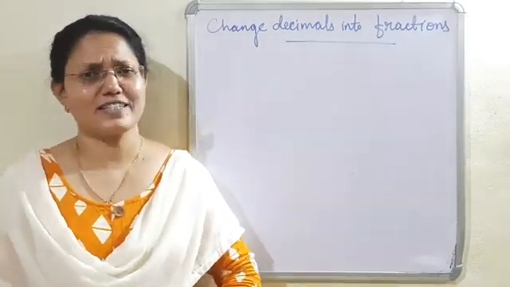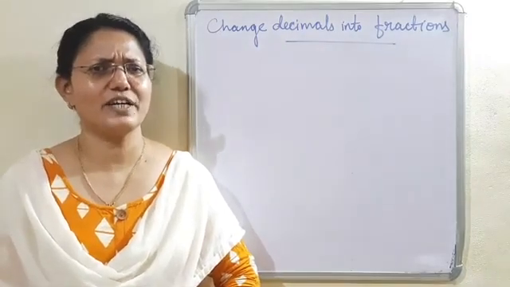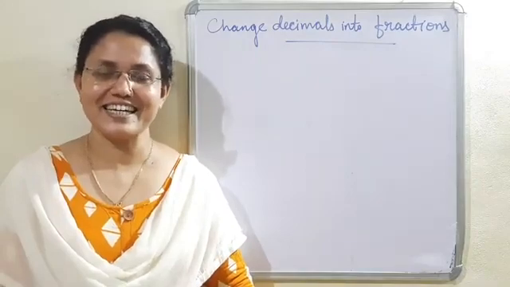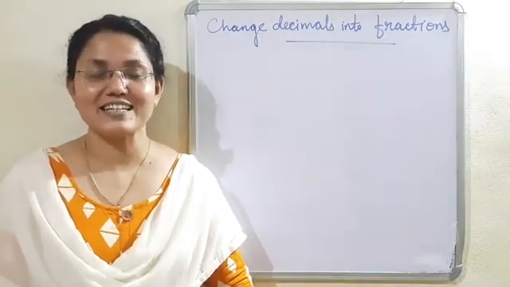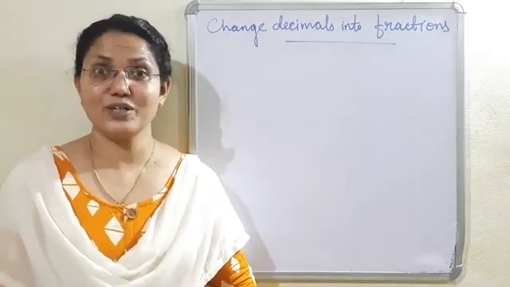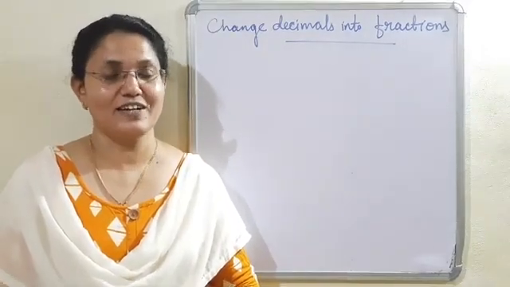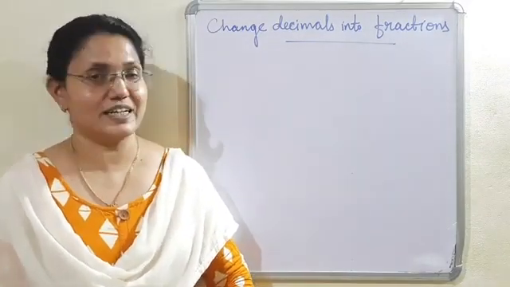If 2 decimal places are there, what to do? What will be its denominator? Yes, 100. For 3 decimal places? Yes, the denominator is 1000. Okay, according to the number of decimal places, we should write its denominator. With some questions, we can study this.